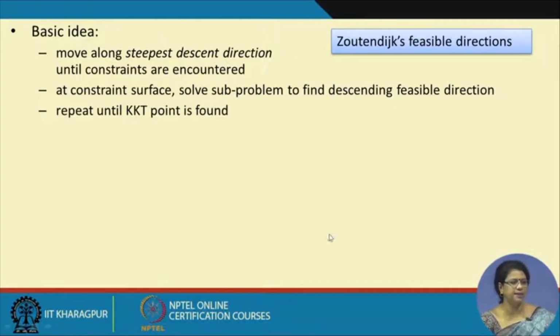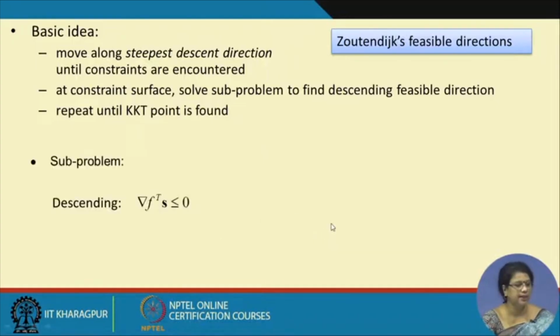Now, the basic idea of the Zoutendijk feasible direction method is that we start from a point and we move to the next point in such a way that we remain within the feasible space, and not only that, we move in the descent direction for the minimization. Let me consider the minimization problem for my class. And we repeat the process again and again until we reach the KKT point. That is the basic idea.